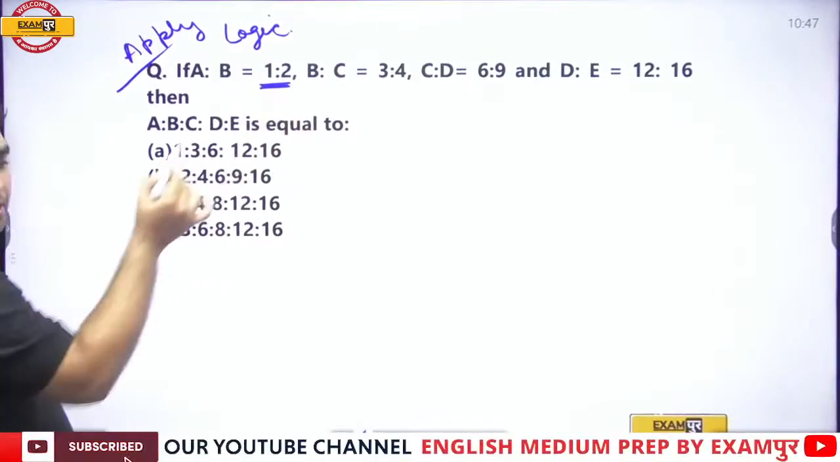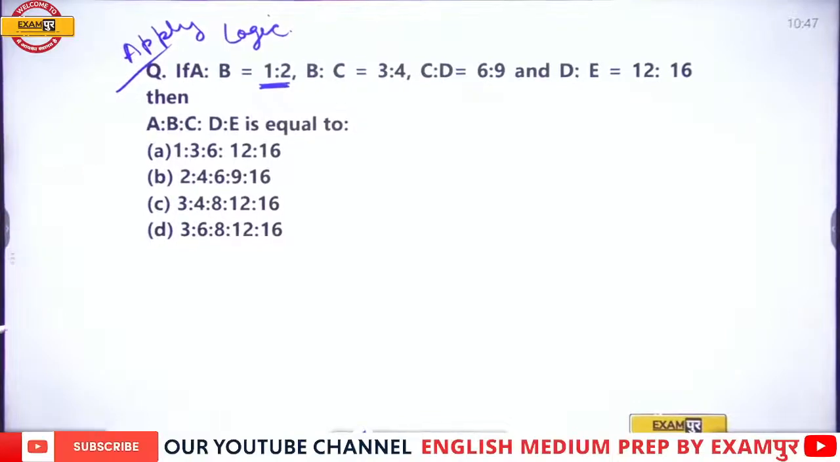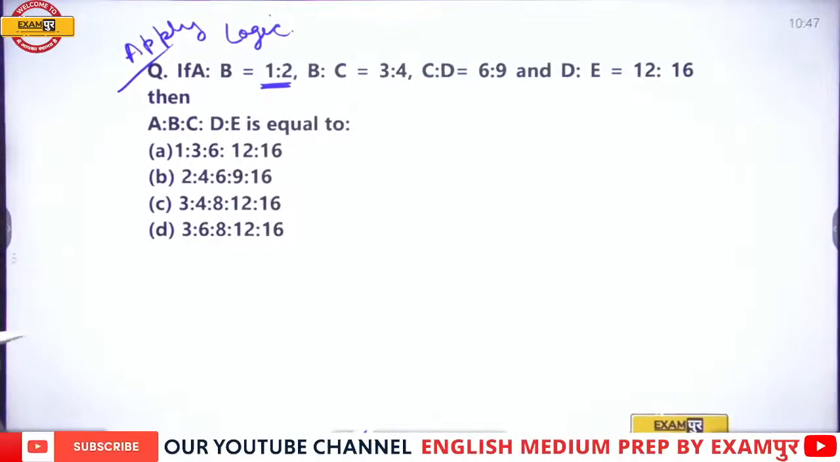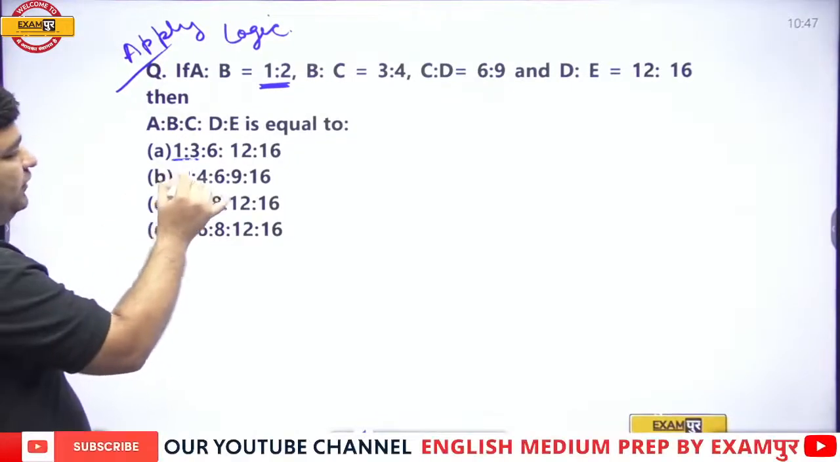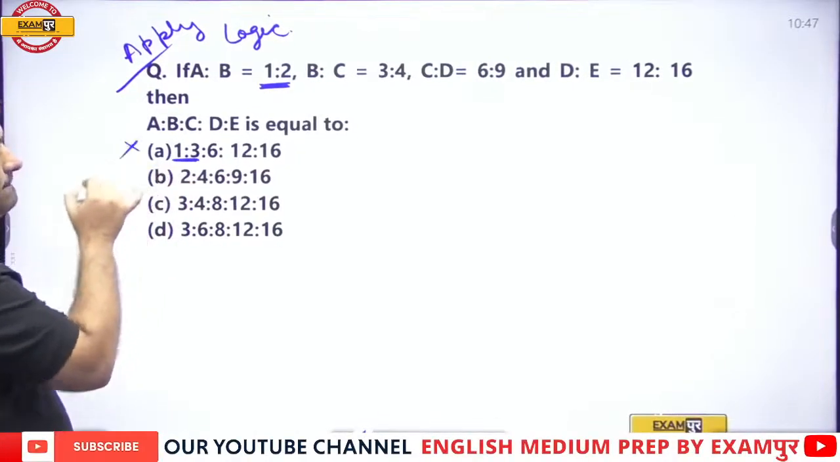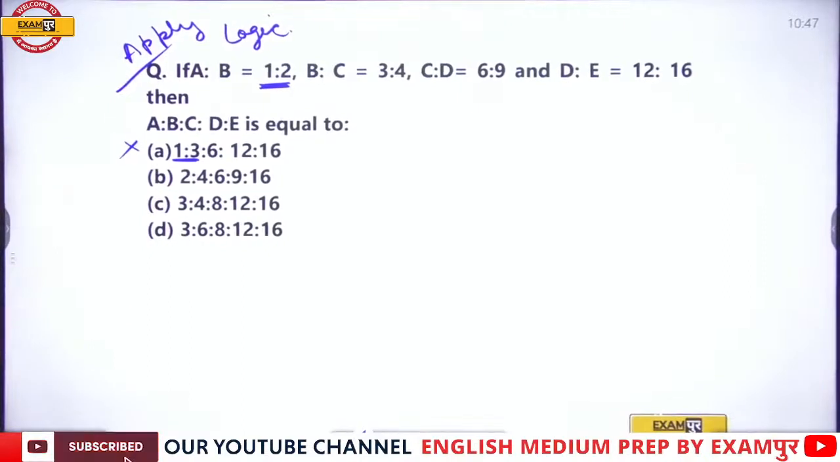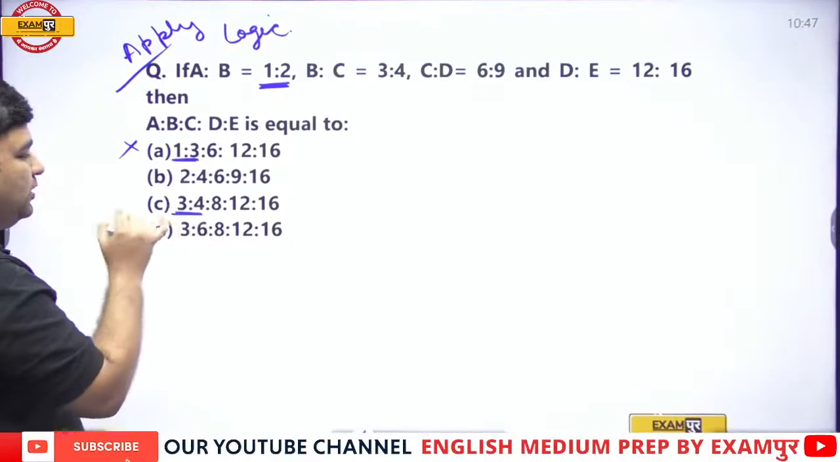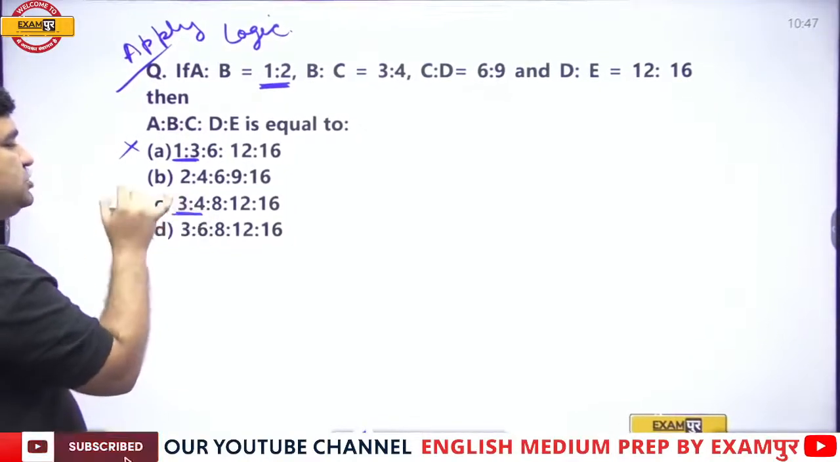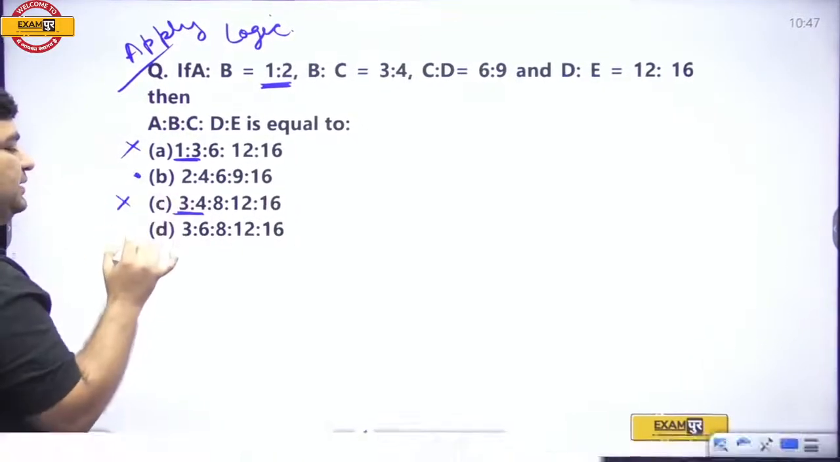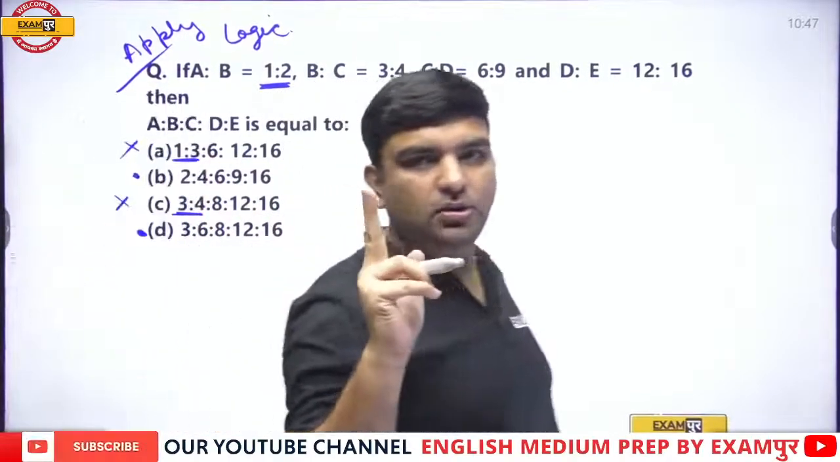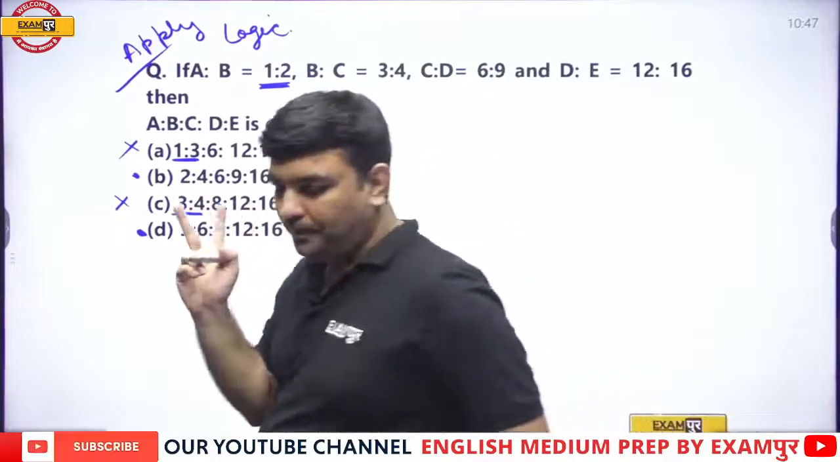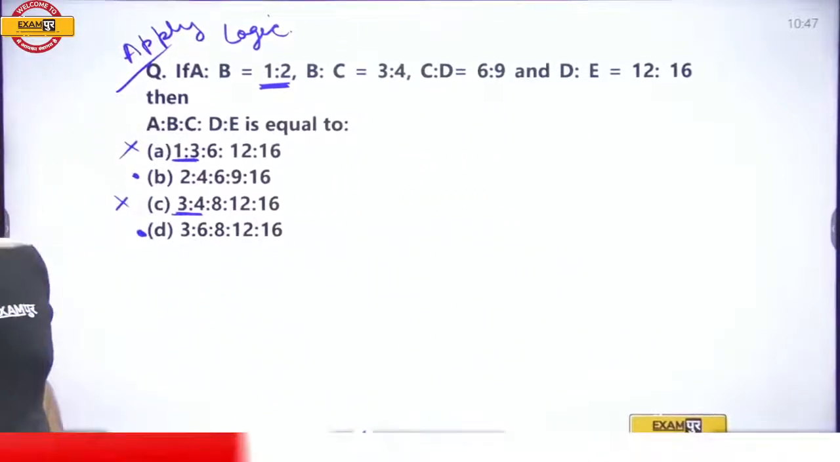A ratio B, 1:2. It's 1:3 over here, gone. It's 3:4 over here, gone. 1:2 is maintained over here, yes. 1:2 is maintained over here, yes. Only two options are remaining now, either B or D.